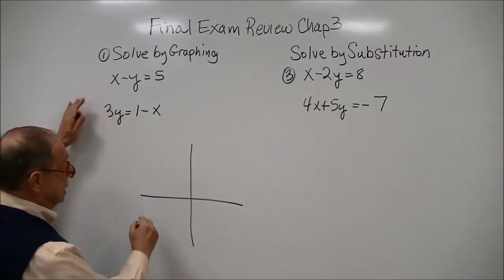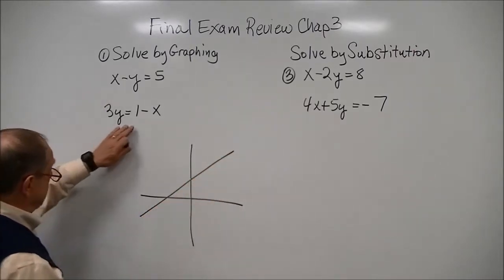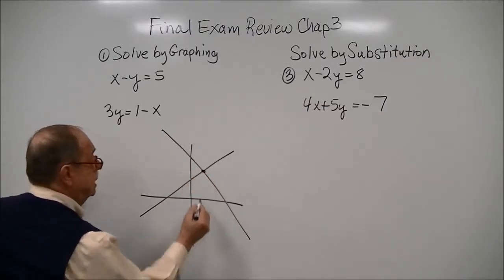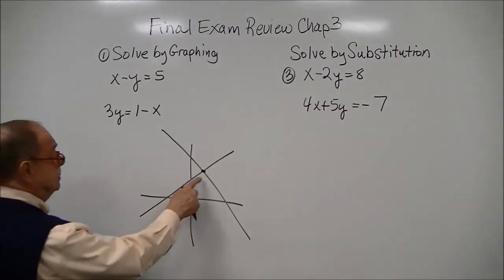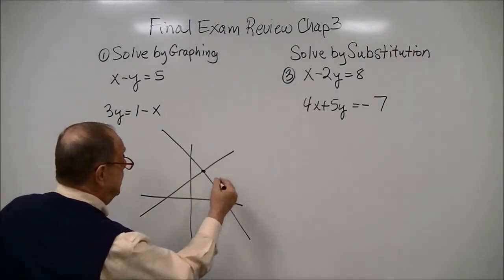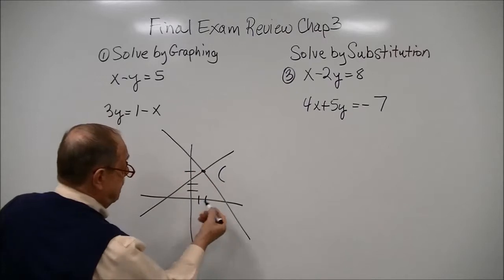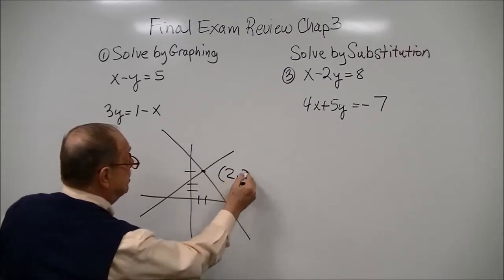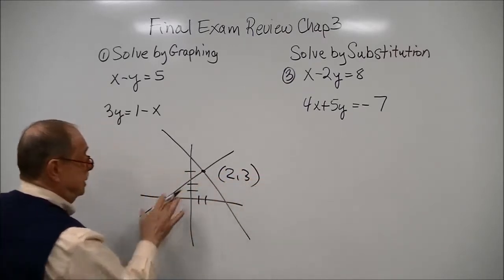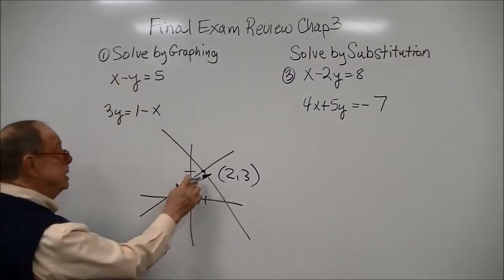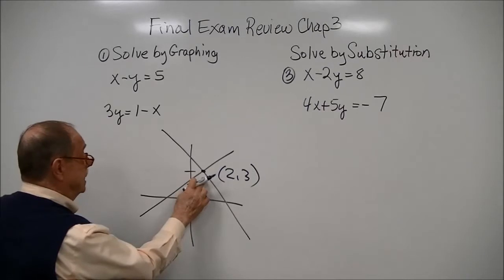If we were to graph one line and graph the other line, and they intersected right here, this would be a unique point, an ordered pair. Let's say it would be (2, 3), which would be a solution for both of those equations. That would be one unique pair.